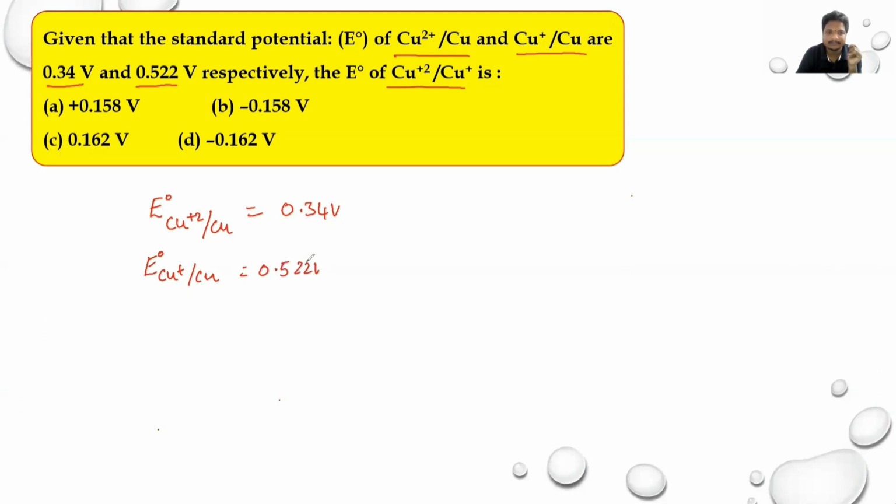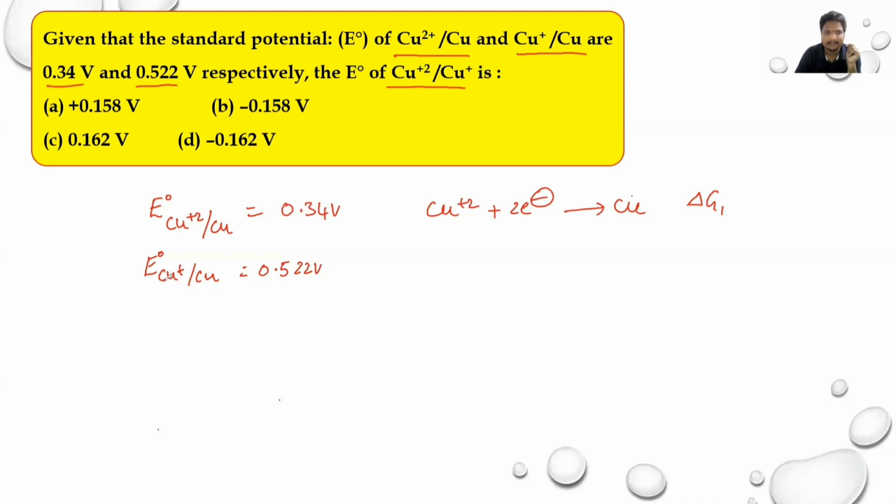0.522 volts. Now if I write this reduction reaction, that is Cu2+ to Cu, here Cu2+ will take 2 electrons and convert into copper. And the free energy of this reaction, let us assume, is delta G1. The Gibbs free energy change is delta G1 for this reaction.